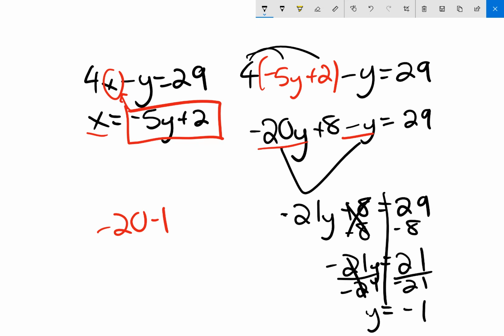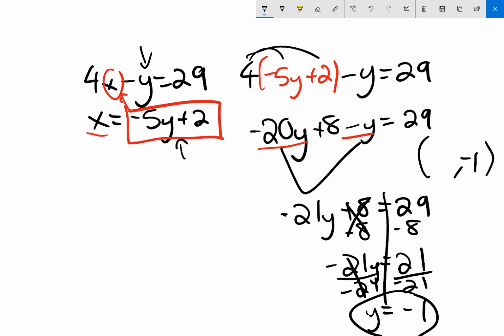So again, that's only half my answer. My answer is supposed to be an ordered pair. But I know y is negative 1, which is helpful. So I'm just going to take y equals negative 1 and plug it in for y. It doesn't matter if I use the top equation or the bottom equation, but I'm going to go ahead and use the bottom equation. The bottom equation is x equals negative 5y plus 2.